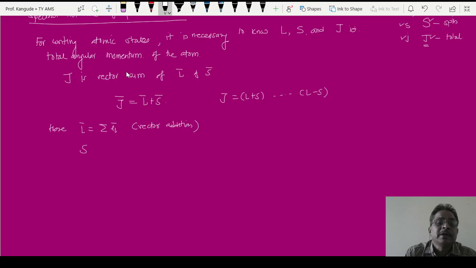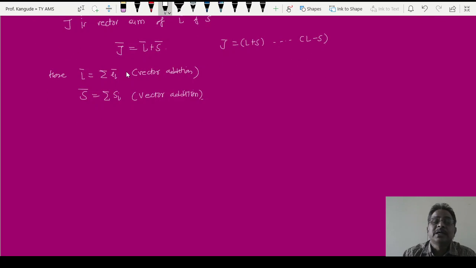Similarly, this capital S bar is also the summation of Si. All individual electrons' spins are to be added vectorially, and then we get this vector addition, that is S bar. So this is also vector addition, and once we get this L bar and S bar, we can add them vectorially again to get this capital J bar. Okay, so that is to be understood.